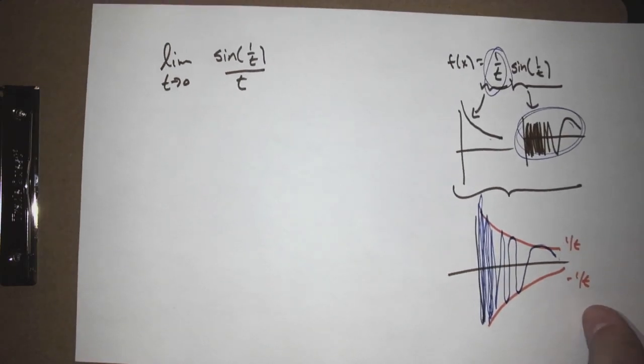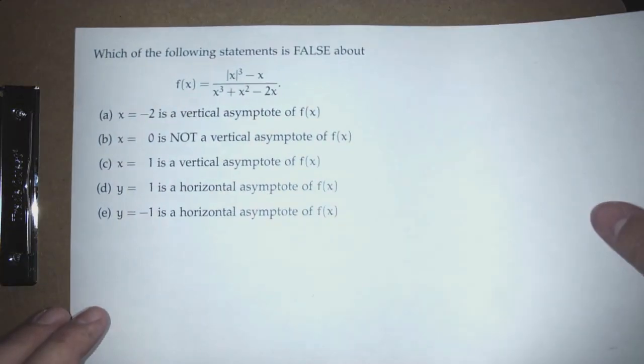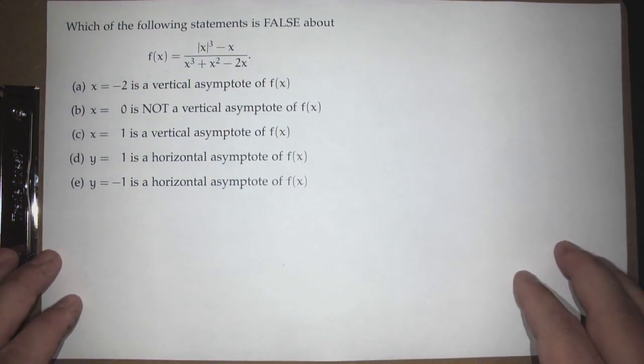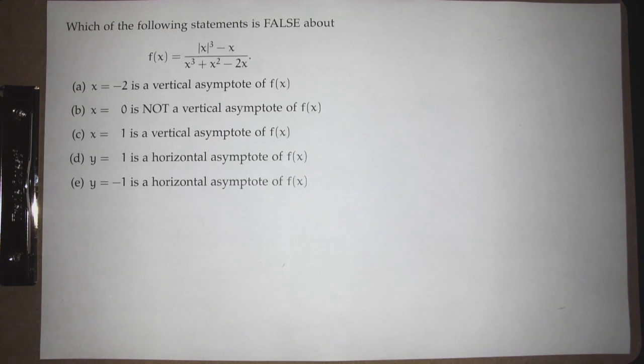All right. We have, I think, 1 or 2 minutes left, maybe. So, which of the following statements is false? Here's this function, absolute value of x cubed minus x over x cubed plus x squared minus 2x. One of these statements is a false statement. So you have your options. Negative 2 is a vertical asymptote of your function. 0 is not a vertical asymptote. 1 is a vertical asymptote. 1 is a horizontal asymptote. Negative 1 is a horizontal asymptote.